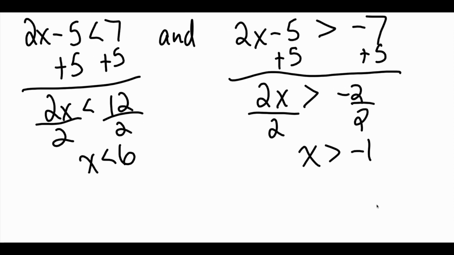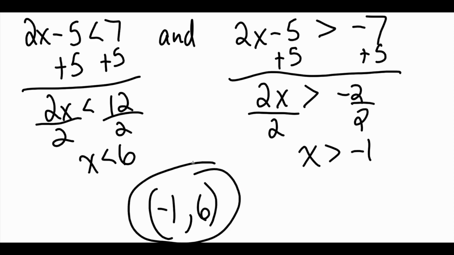The and statement means that these will be together, so negative 1, comma 6 with parentheses. The or statement is when you want to do the u. So just remember that because on your test you might have an or statement.